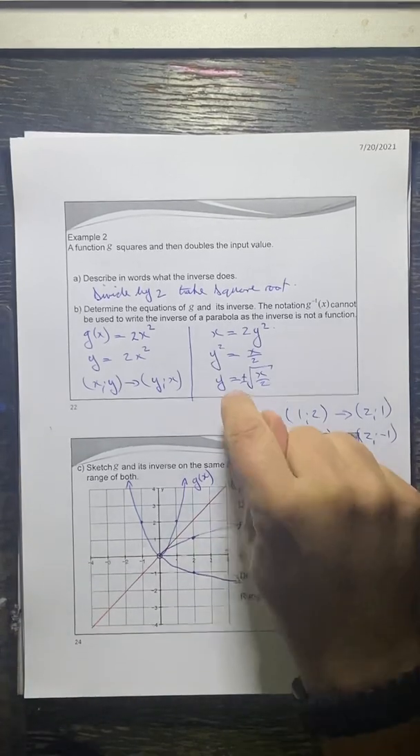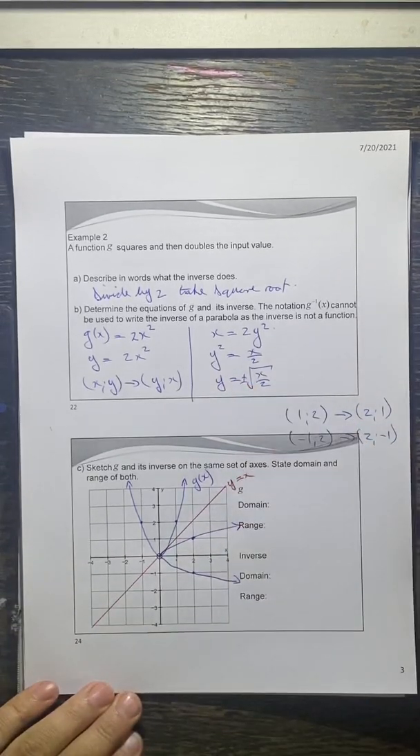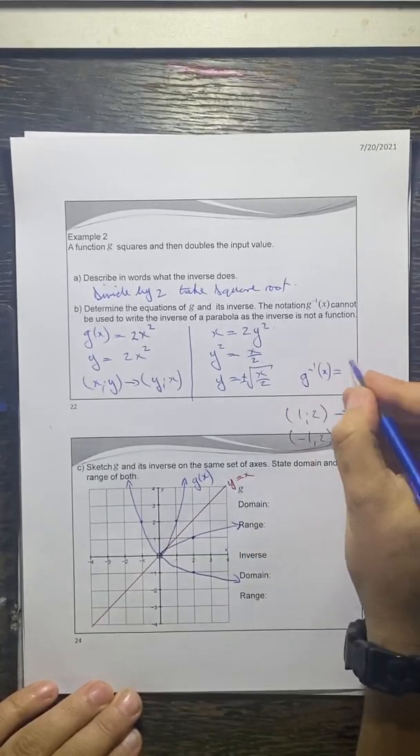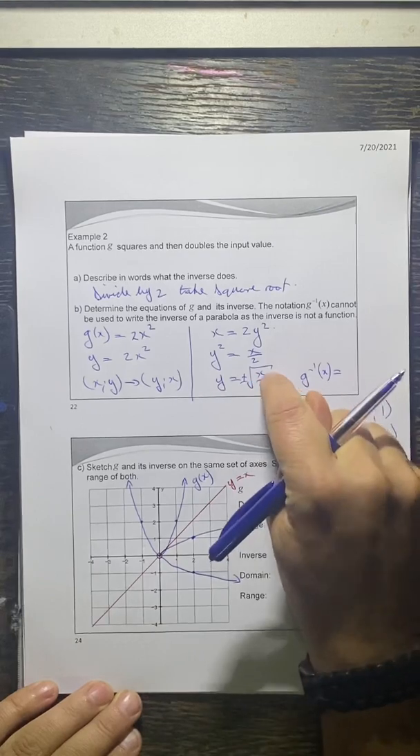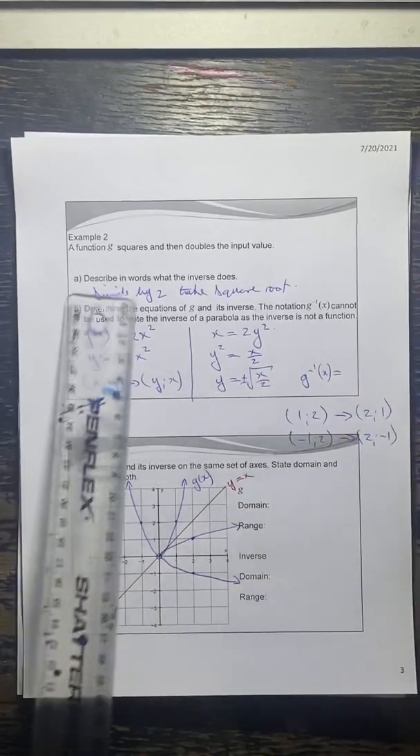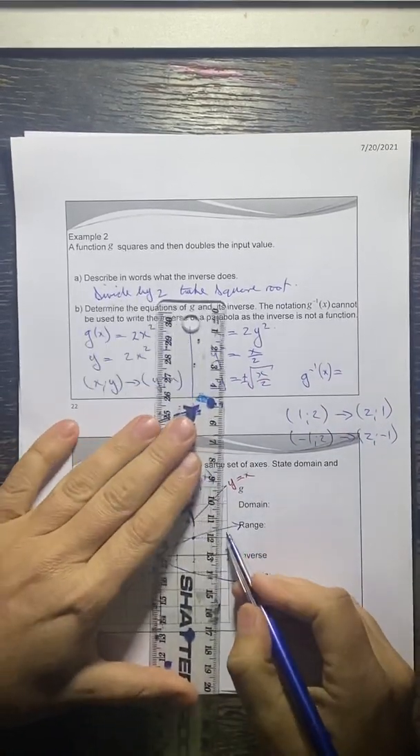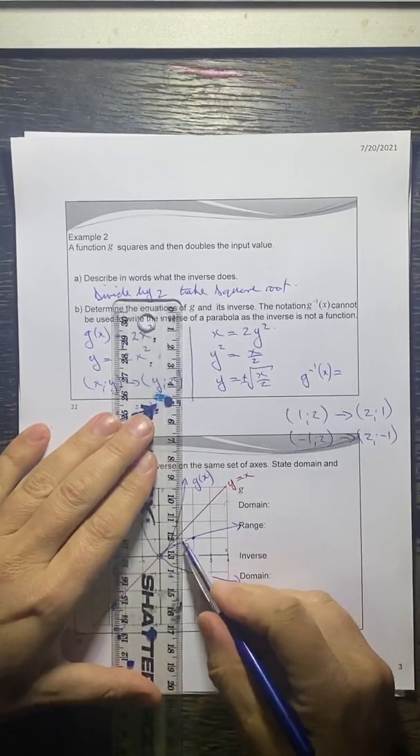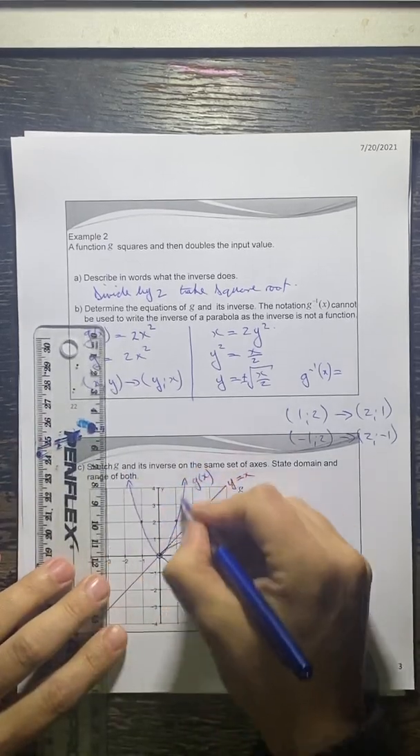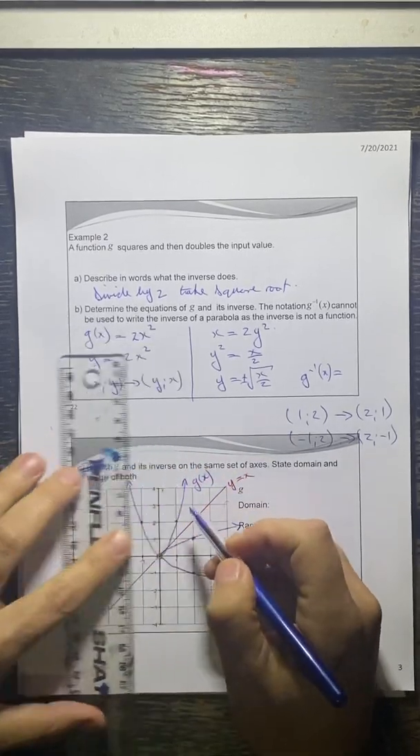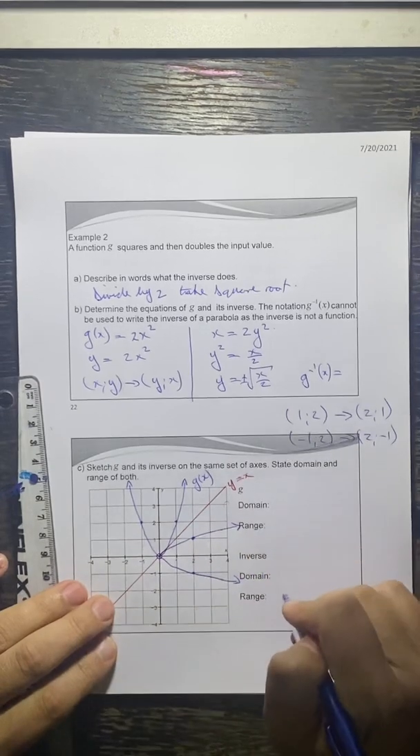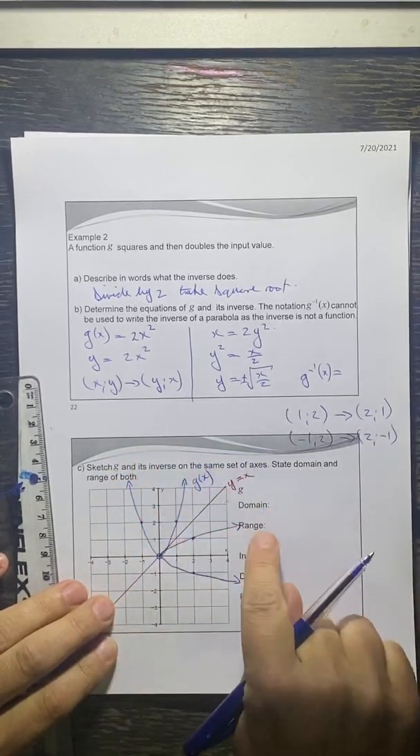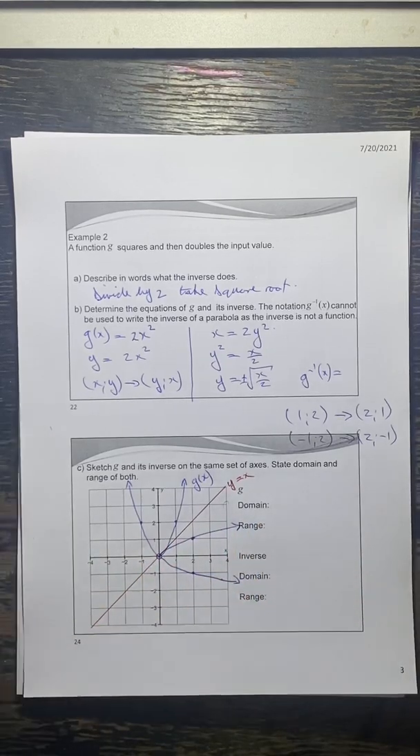Now, the reason why over here I'm not going to say, for example, g inverse of x equals this thing is because this is not a function. Okay, and how do we test that? With the vertical line. And as you can see here, it's cutting the graph twice, and that is why it is not a function. So a parabola is a function, but the inverse of a parabola is not a function.